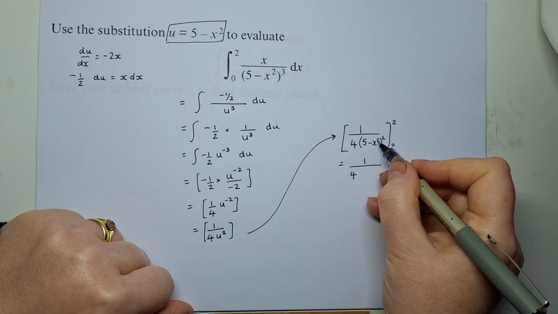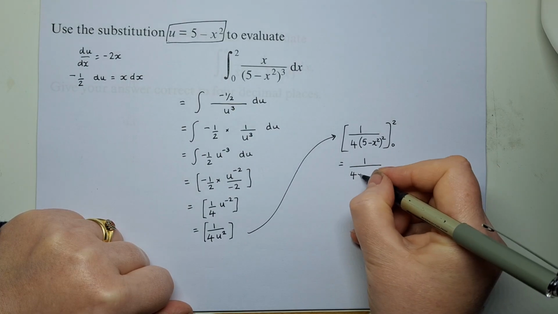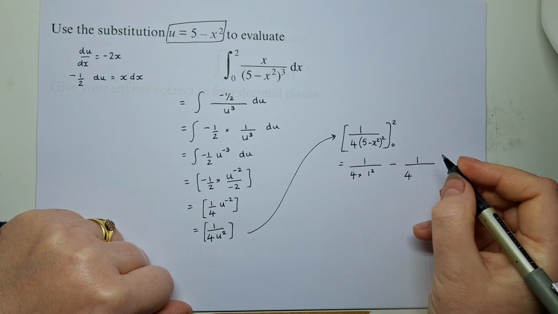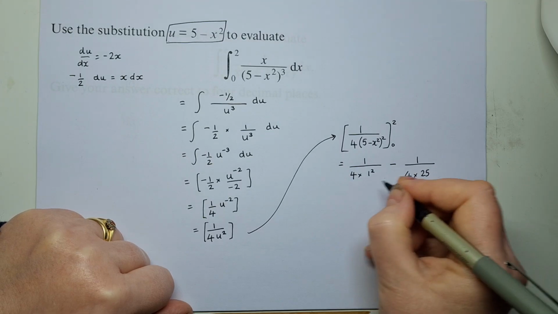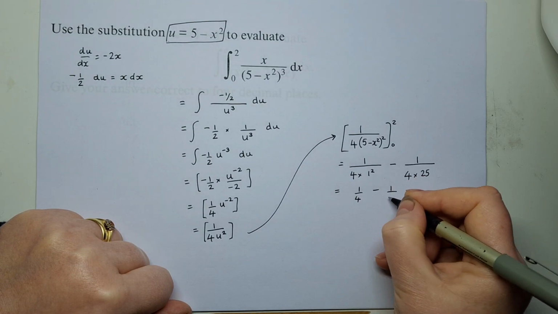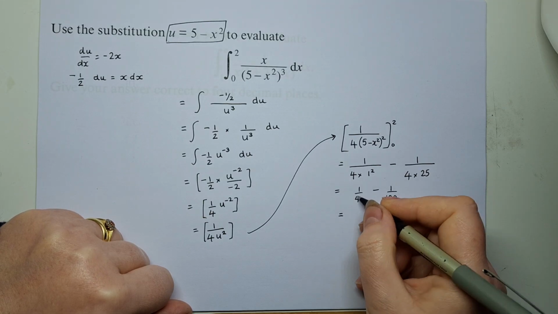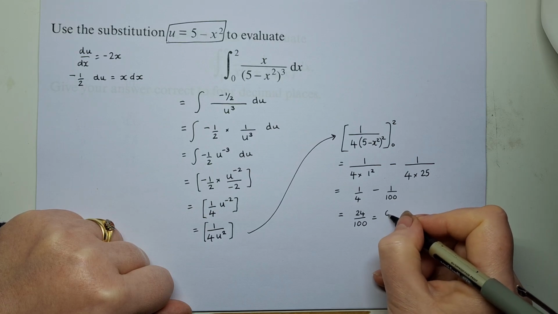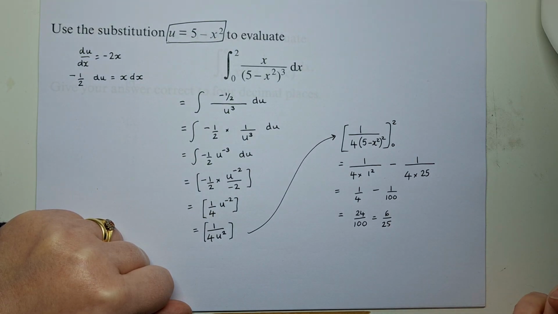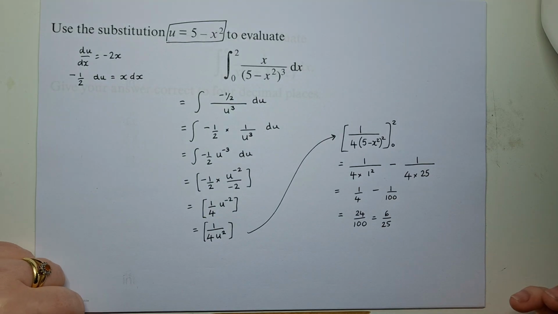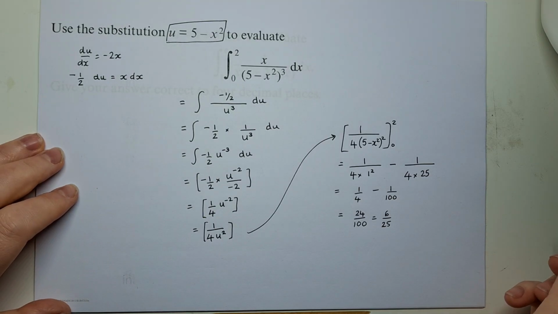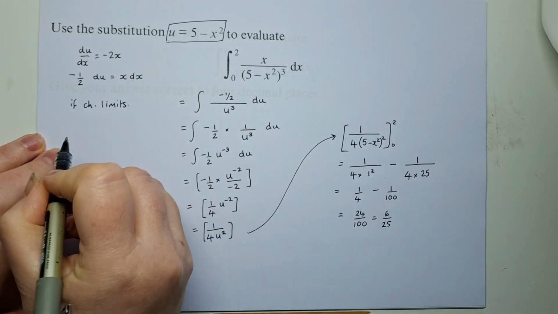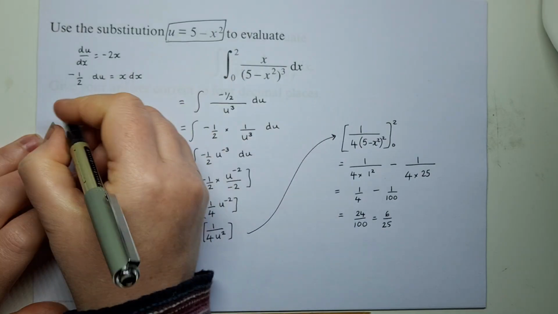5 minus 2 squared going in there would be 5 minus 4, and 5 minus 4 is a 1. Then 5 minus 0 is still 5, and 5 squared is a 25. So we get 1 quarter, take away 1 over 100th. That's 25 hundredths, so we get 24 100ths, and we can cancel that down by dividing by 4. Or you can do it as a decimal. That would be how you would calculate it if you weren't changing the limits. If you were going to change the limits, then you would say x is 2 and x is 0.